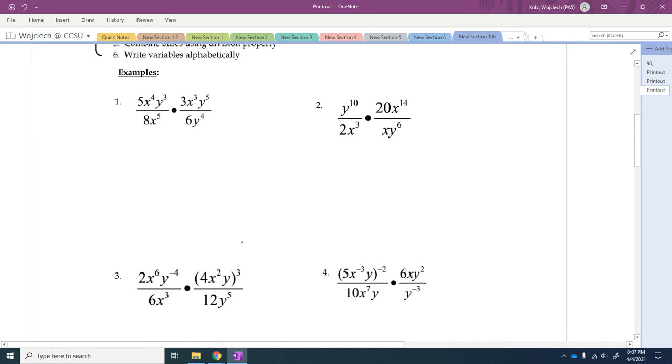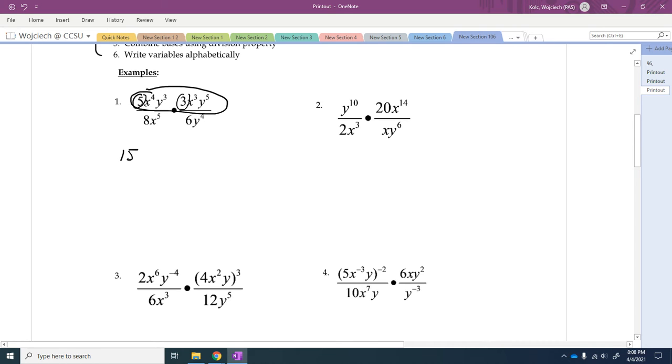I have basically two fractions, and what do we do? So if you look at our rules, I will multiply numerators and I will multiply denominators. So let's take a look over here. We have 5x to the fourth y cubed times 3x cubed y to the fifth. So first, what is 5 times 3? Now the confusion is, do we add or multiply? No, we are multiplying. We are doing 5 times 3, which is 15.